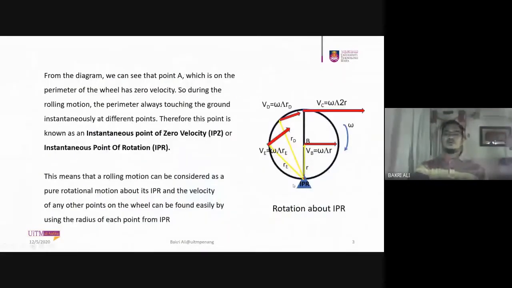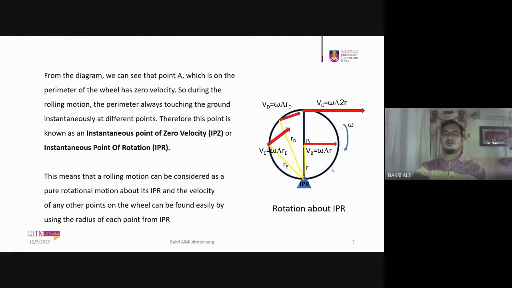Once we know that it has the instantaneous point of zero velocity, or simply IPZ, or instantaneous point of rotation, IPR, then we can assume that the whole wheel is rotating about this IPR point with a pure rotational motion.